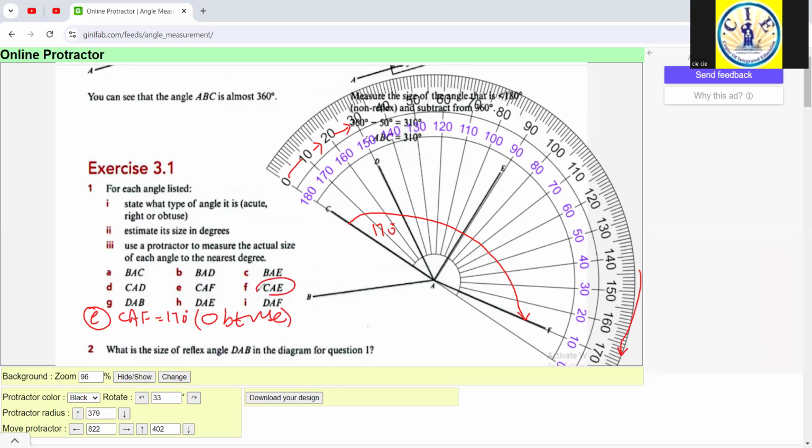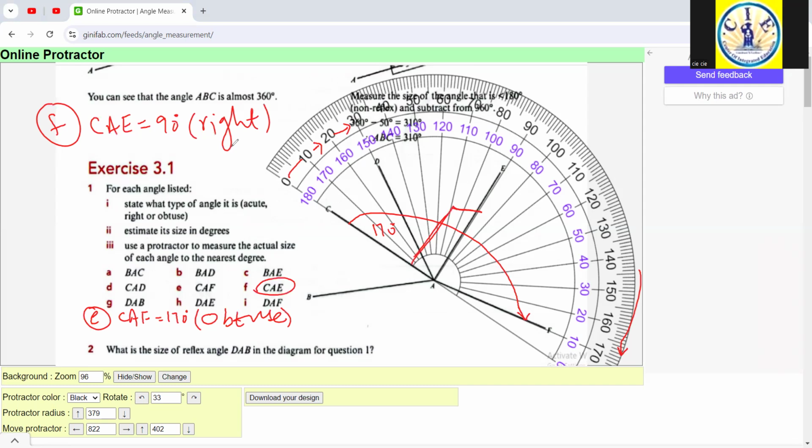Okay, now part F, CAE. CAE is equal to 90 degrees, so that is why it is a right angle.